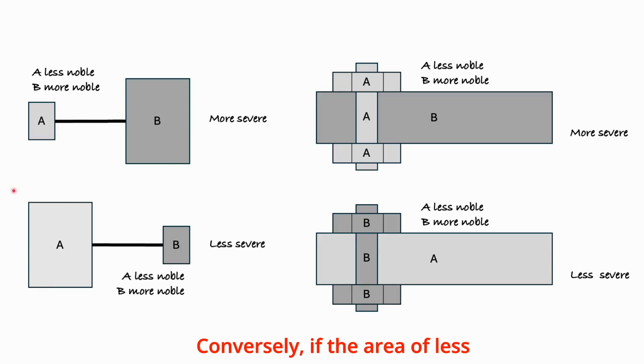Conversely, if the area of less noble material is significantly larger than that of the more noble material, the effects of galvanic corrosion are less severe because the impact of the cathodic current generated on the more noble material is distributed over a wider area of the less noble material. In practical terms, there is a higher risk of galvanic corrosion when, for example, a less noble material fastener is coupled to a more noble material plate, compared to a scenario where a fastener of the more noble material is connected to a plate of the less noble material.